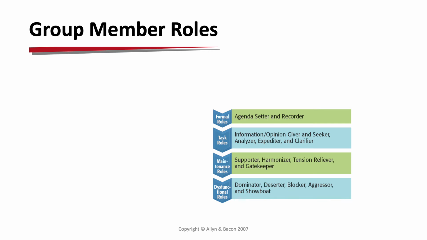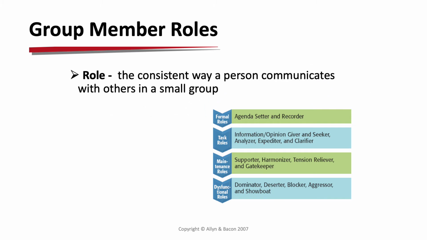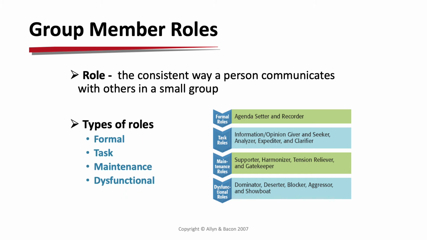So when it comes time to grading your group members, you are going to be justifying the grade. You're going to tell me how they contributed, but you must include these roles. So we have different types of roles. There are 4 different categories: formal, task, maintenance, and dysfunctional. There are lots of roles within each of these categories. So you can't just say they exhibited task roles. You have to be specific. You'll see those on the next slides. I'll walk you through those.